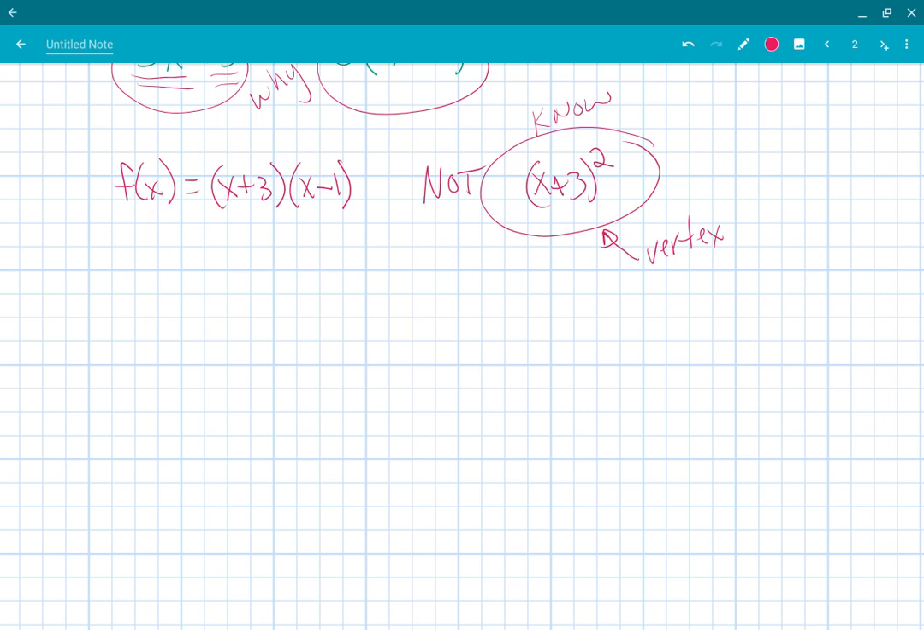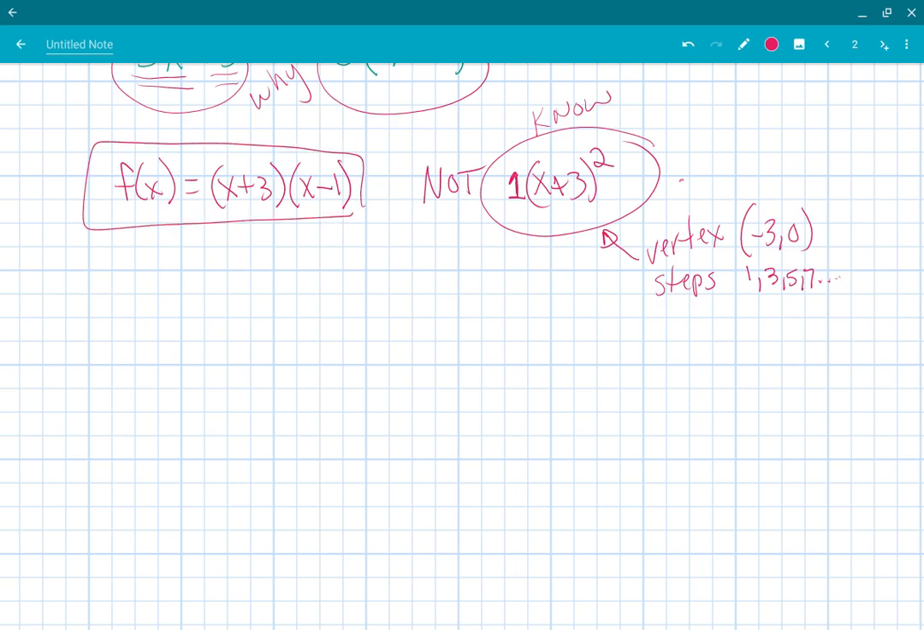(-3, 0). (-3, 0). Really easy, right? What are the steps? Notice there's a 1 out here. What are the steps? 1, 3, 5, 7, and so forth, right? Easy, right? Simple. But this one's different.